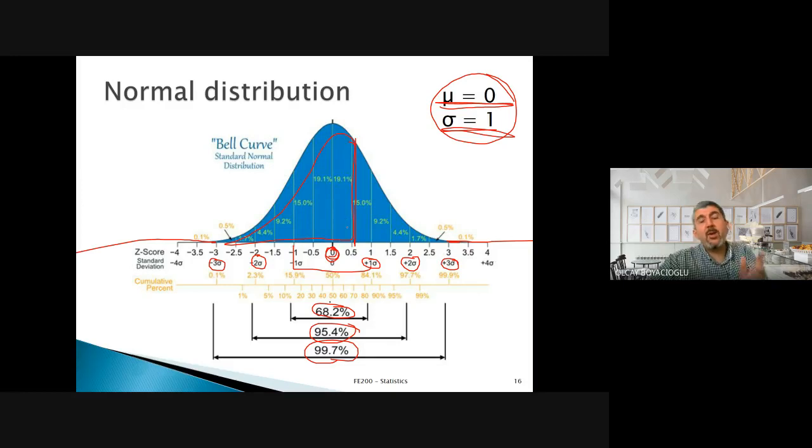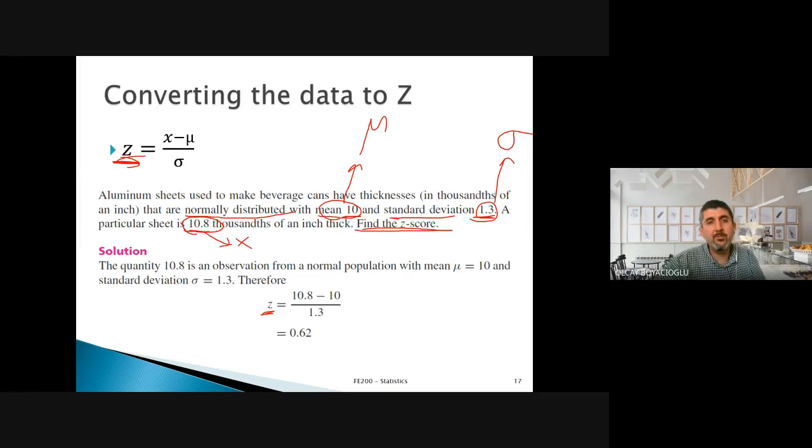And if I ask you any kind of question like, what percentage of the aluminum sheets are thicker than the 10.8 thousandths of an inch thickness, then we need to calculate the area under the curve to the right of this 0.62 in that case. Okay, this is the idea, or how to think of the problem.